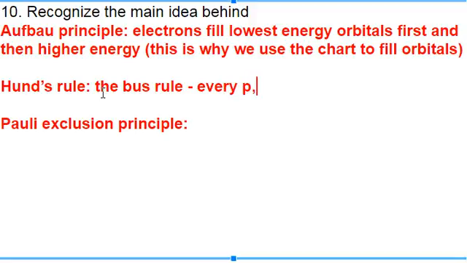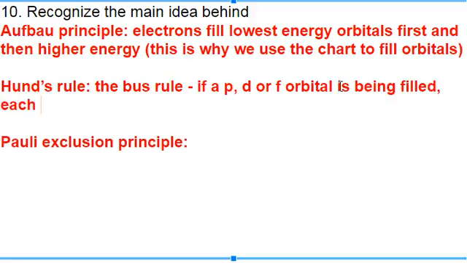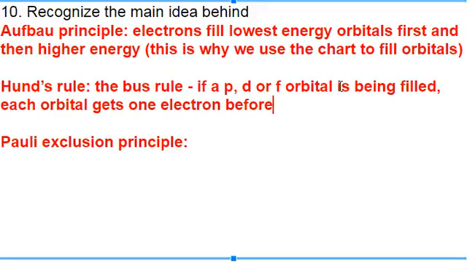If a P, D, or F orbital is being filled, each orbital gets 1 electron before any orbital gets a second electron.